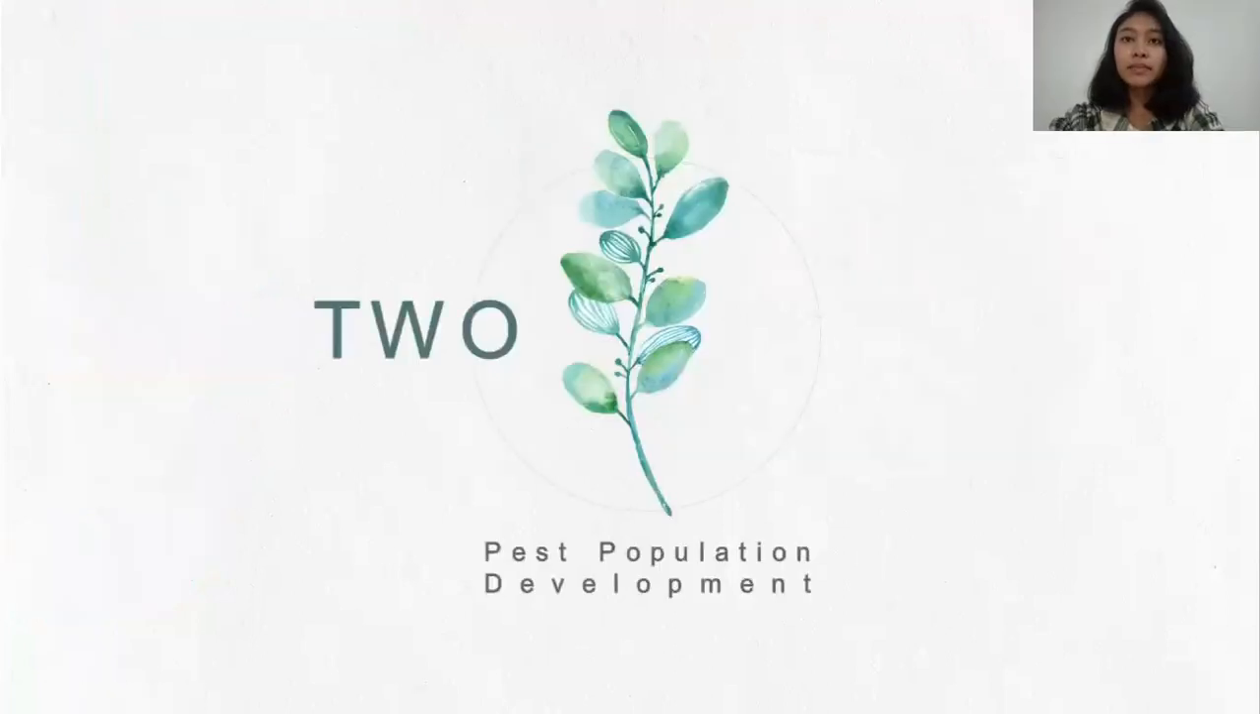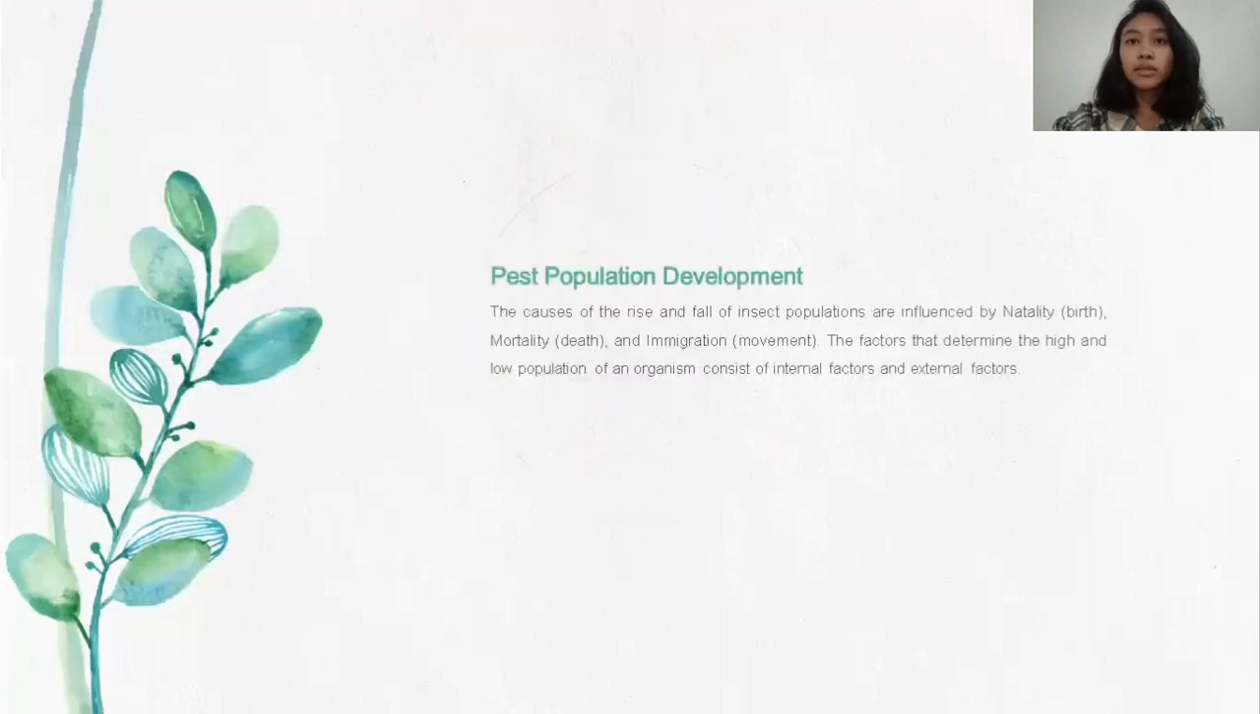The second is pest population development. The causes of the rise and fall of insect populations are influenced by natality or birth, mortality or death, and immigration or movement. The factors that determine the high and low population of an organism consist of internal factors and external factors.